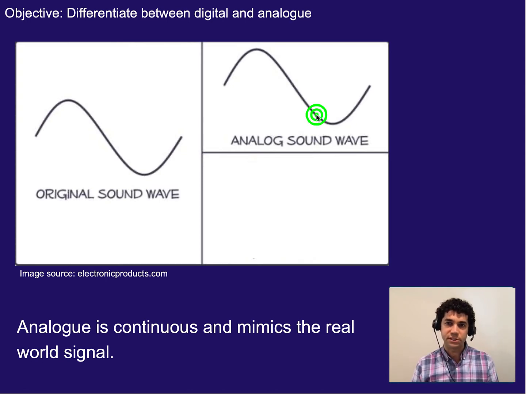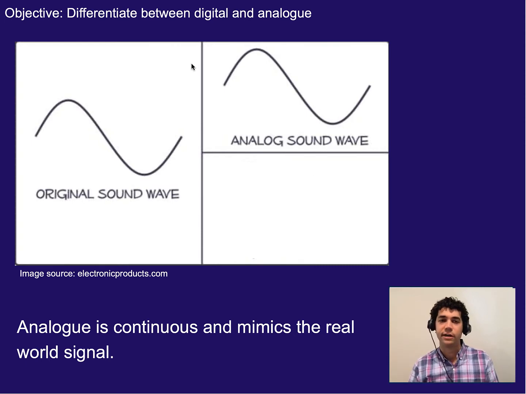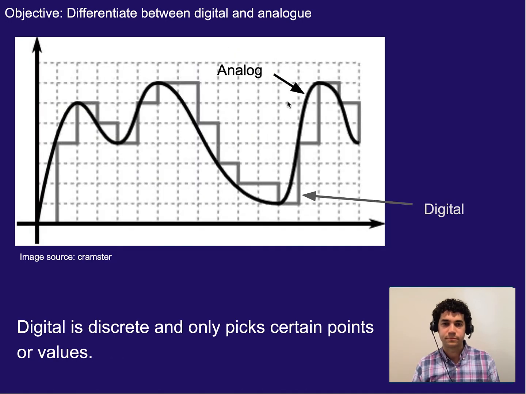So if instead of being voltage varying up and down, it were on a vinyl record, it could be that the bump or groove is varying ever so slightly on the vinyl record. And so that's what's going on with an analog signal.